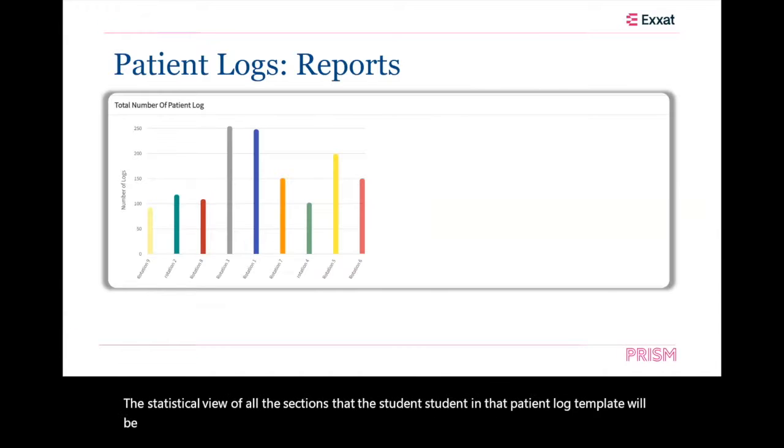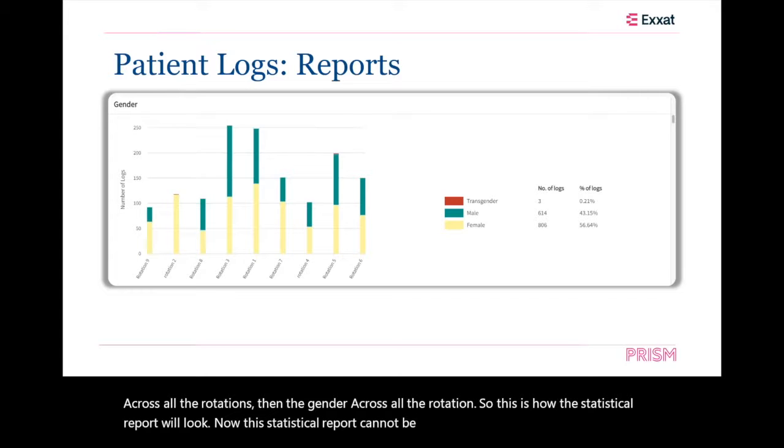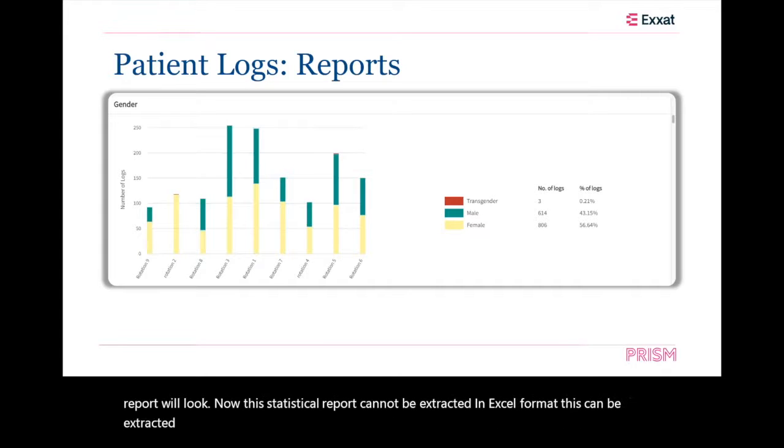And these are some of the screenshots. You see the total number of patient logs across all the rotations, then the gender across all the rotations. So this is how the statistical report will look. Now this statistical report cannot be extracted into an Excel format. This will get extracted ideally into a PDF format.